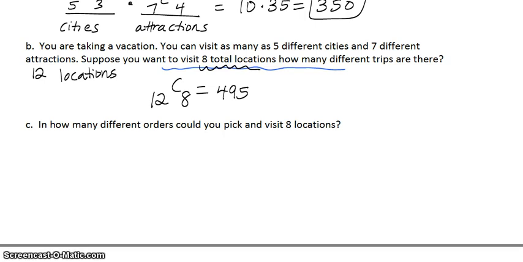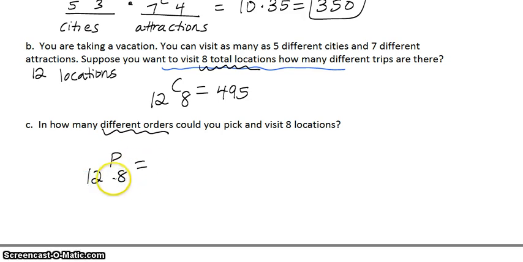And as a matter of comparison, I keep talking about permutations, but I haven't shown you an example for a while. Here's what a question would look like for a permutation question. Now I'm asking, in how many different orders could you pick and visit 8 locations? So here I'm just picking 8. I haven't said anything about what order I'm going to go see the stuff in. Now I'm picking 8, but I'm also going to rearrange them. That is when you use a permutation.